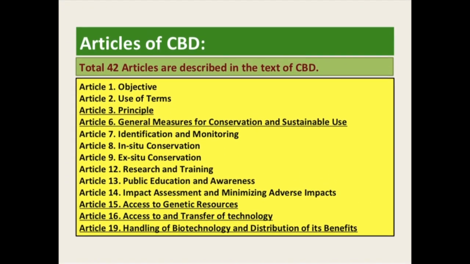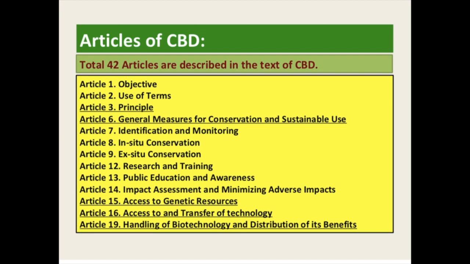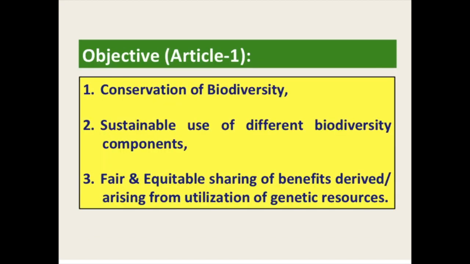So as I have told you, there are 42 articles described in the text of CBD, and we will discuss few of them one by one. The objective of CBD as described in Article 1 is conservation of biodiversity, sustainable use of different biodiversity components, and fair and equitable sharing of benefits arising from utilization of genetic resources.